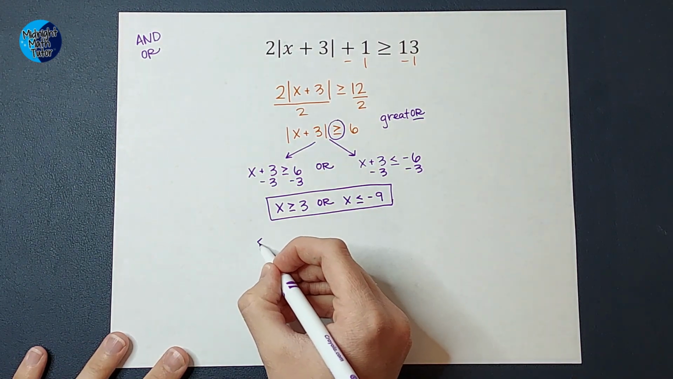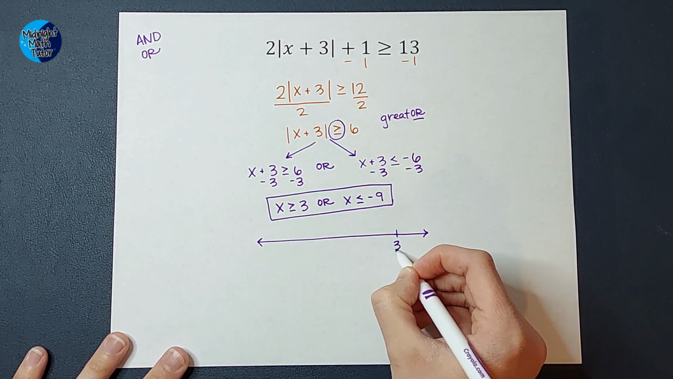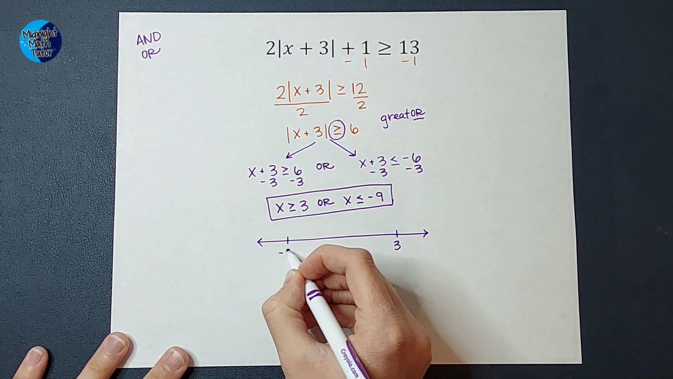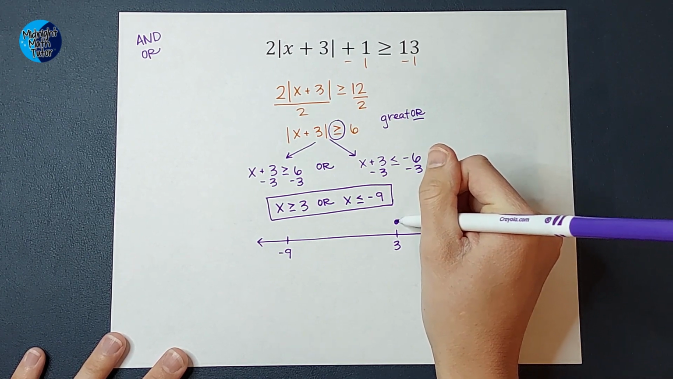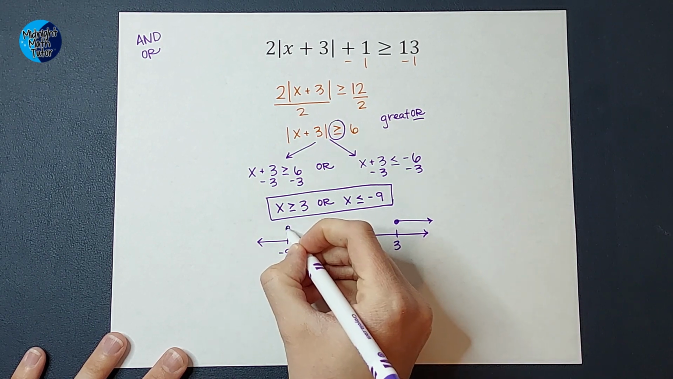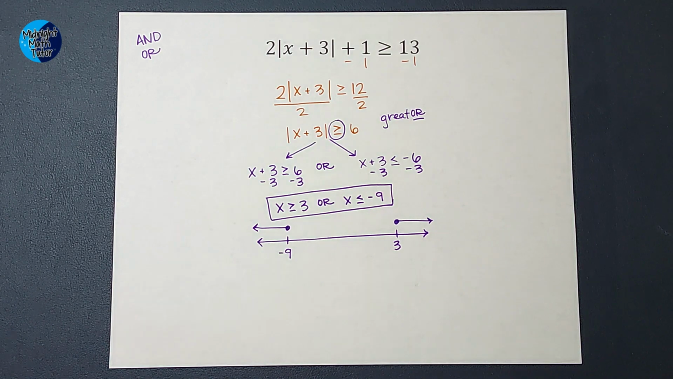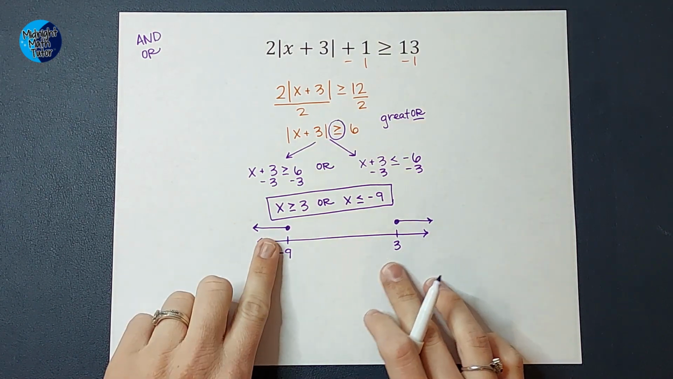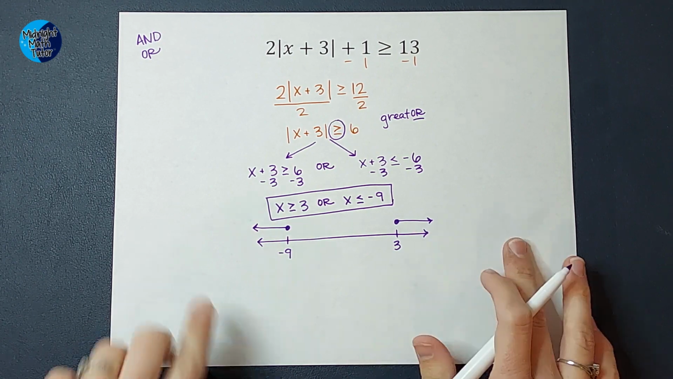Let's see what it looks like on a number line. Don't stop watching. It's going to be pretty, all right? So we got 3 and -9. So x is greater than or equal to 3, which would look something like that, right? Or it's less than or equal to -9, right? So that's why we have the or. It can be one of these numbers over here or one of these numbers over here, okay?